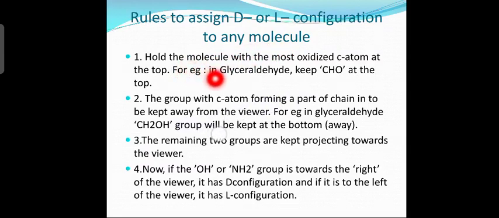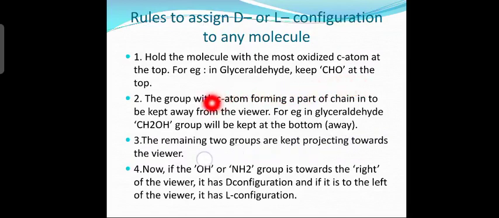First point, hold the molecule with the most oxidized carbon atom at the top. You have to keep the molecule in such a way that the most oxidized carbon atom is at the top. Now what do you mean by most oxidized carbon atom? For example, in glyceraldehyde, keep the CHO group at the top. The CHO group is the most oxidizable carbon atom. Why? On oxidation it gives a carboxylic acid, right? So this is the most oxidized carbon atom, likely to be oxidized, therefore it should be kept at the top. Any molecule, if a CHO group is present, it should be kept at the top.